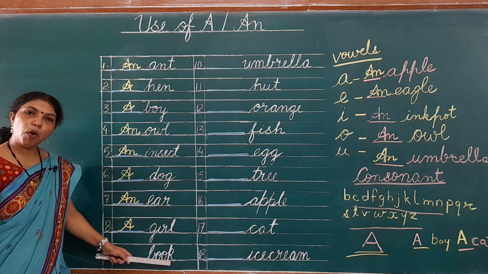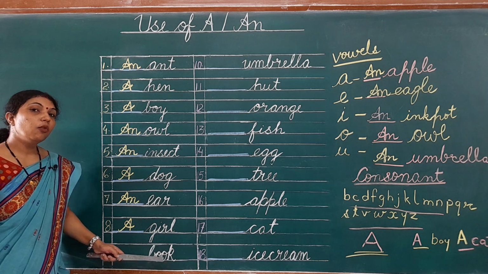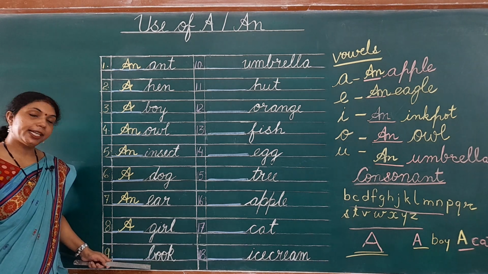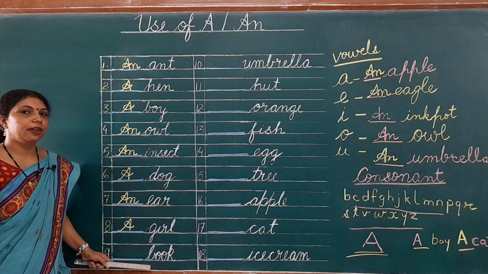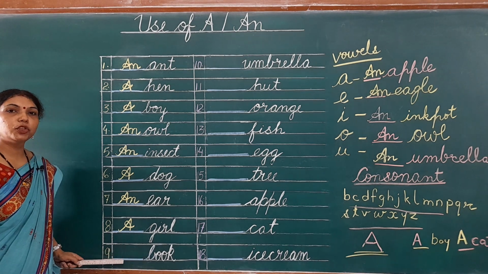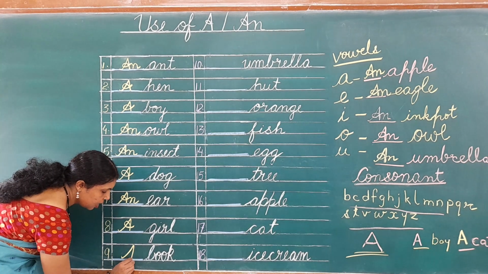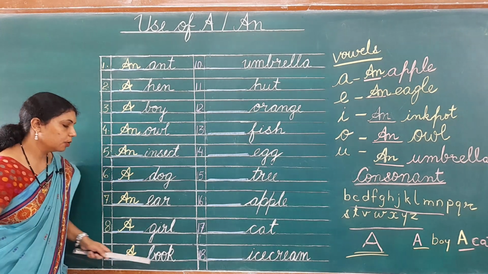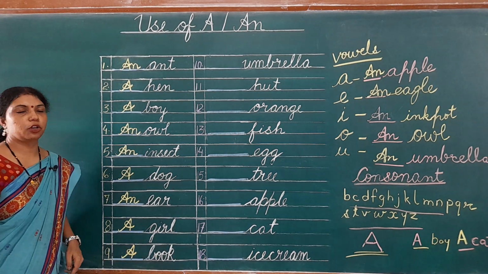Number 9. B-O-O-K, book. What is the first letter? First letter is B and it comes under consonant. And for consonant we have to use A. A book.